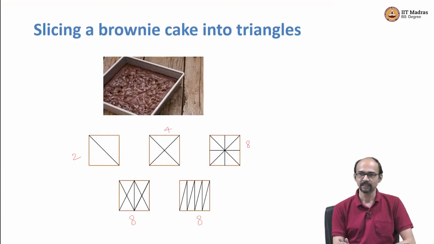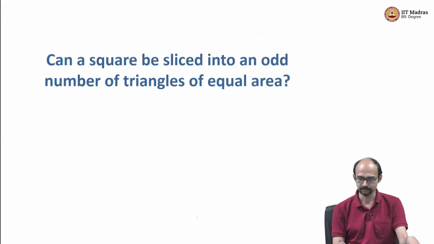So my friend called me and said, hey, I want to cut it into equal areas, but I need 7 slices. How do I do that? And it turns out that this is a question that other people have asked before. Can a square be sliced into an odd number of triangles of equal area? Yeah, this is the question. Now you can convert this to a math question like this.